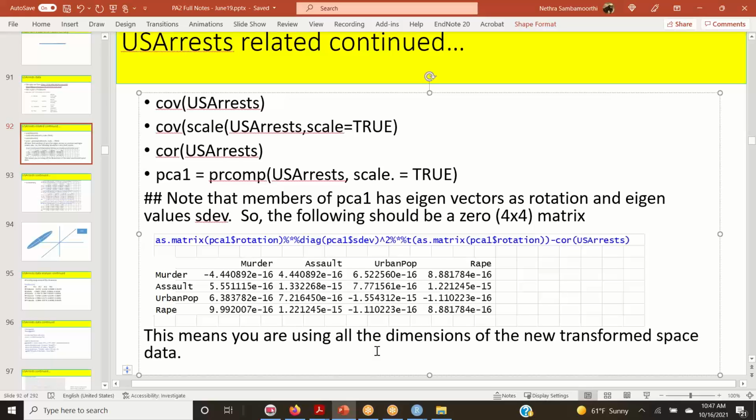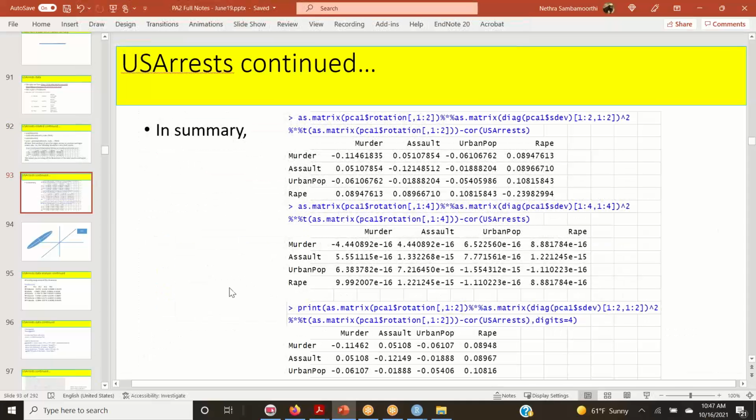This means you are using all the dimensions of the new transformed space data. And then in summary, as matrix, I'm taking the first two principal components here. That's what this means. Do you agree with me? Rotation, super. Are you with me, Gaushali? Okay, and do all those things.